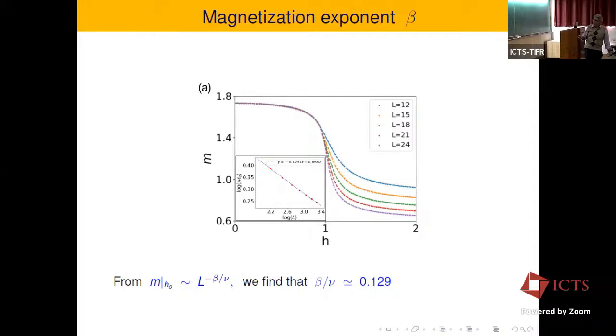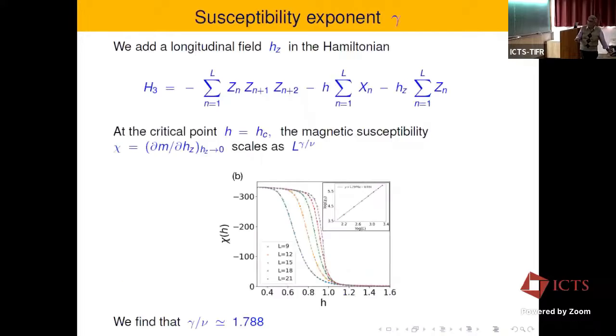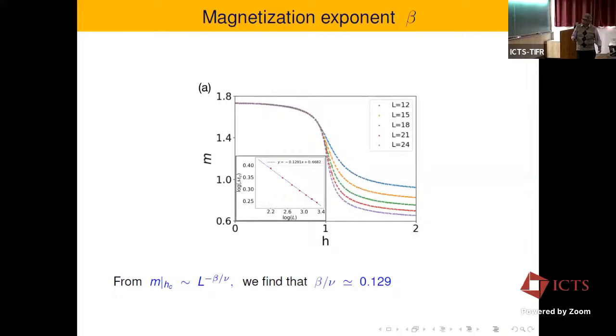So it turns out that the scaling with L actually involves 2 exponents, the magnetization exponent beta and the correlation length exponent nu, which I have not yet told you what it is. But this thing just shows you the ratio beta by nu, and we find that it's around 0.129. Now, 0.129 is not very far from 1/8, which is the value of beta by nu that you have for the transverse field Ising model.